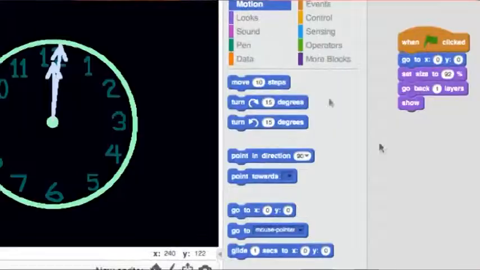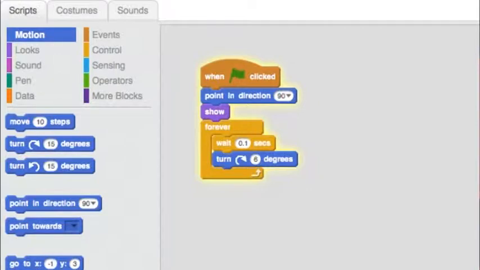Now let's inspect the code which controls these sprites. As you can see, the face of the clock just sits there and doesn't do much. Next, let's look over the code for the minute hand. It rotates 6 degrees every 10th of a second. At this rate, it should theoretically take approximately 6 seconds to travel around the face of the clock, since 6 times 10 times 6 equals 360.